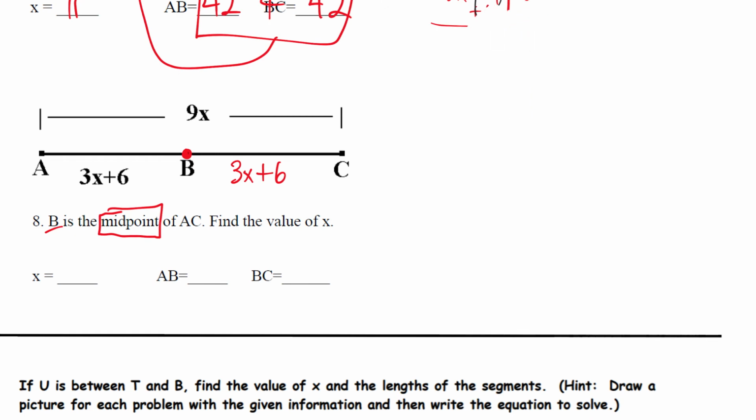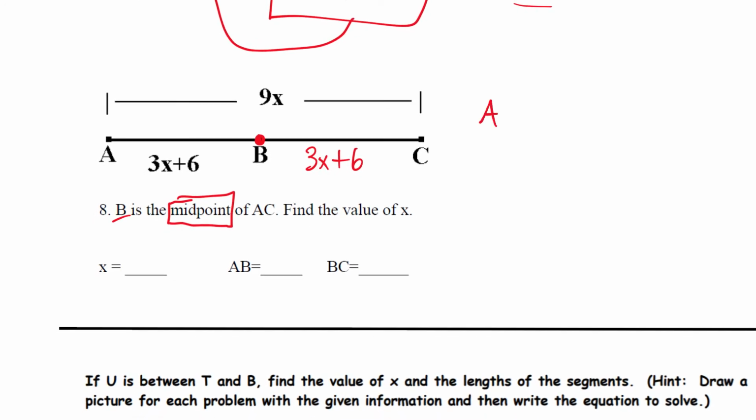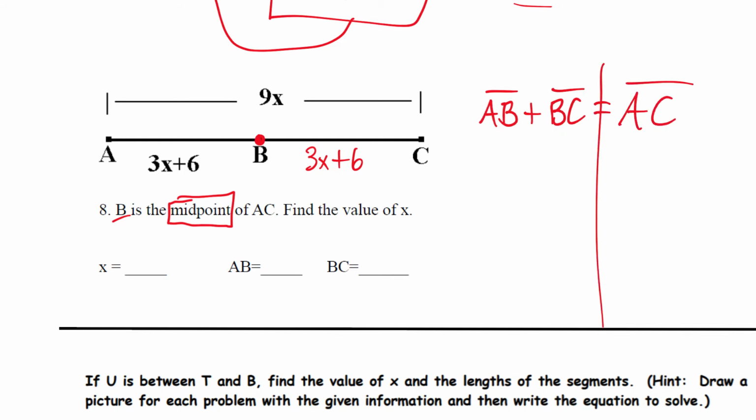So what I'm going to do here is set this up the same way. AB plus BC equals AC. And now I'm just going to plug these values in. So AB from here to here is this length, 3x plus 6. BC is 3x plus 6. And AC is 9x. This one's a little bit different because it has a variable here, but we're still going to approach it the exact same way. It's just going to be a little bit more algebra to deal with, but not much.